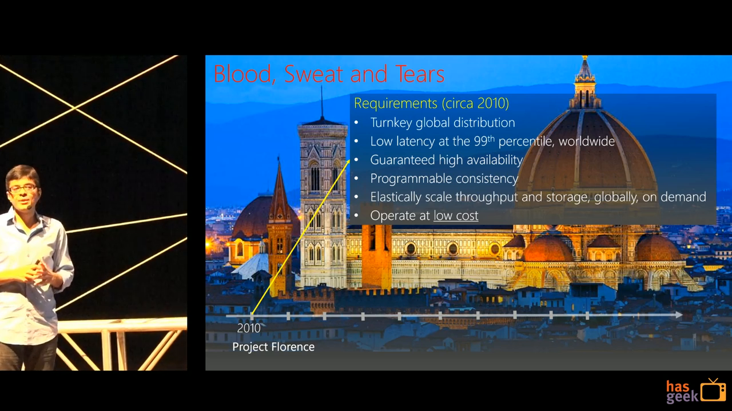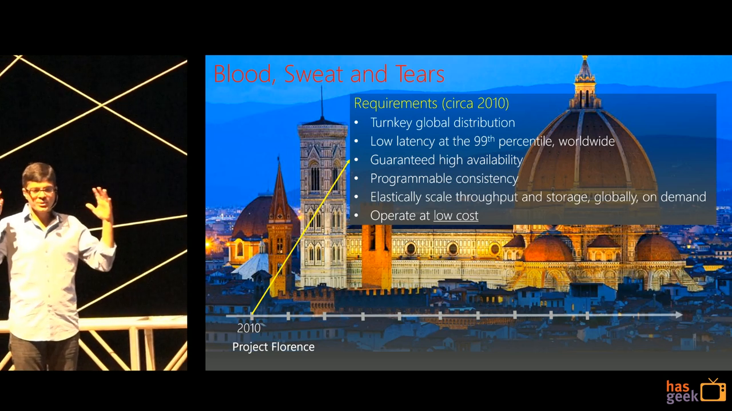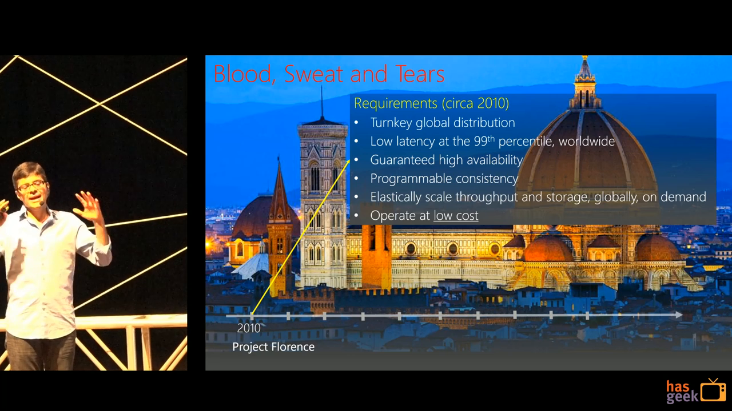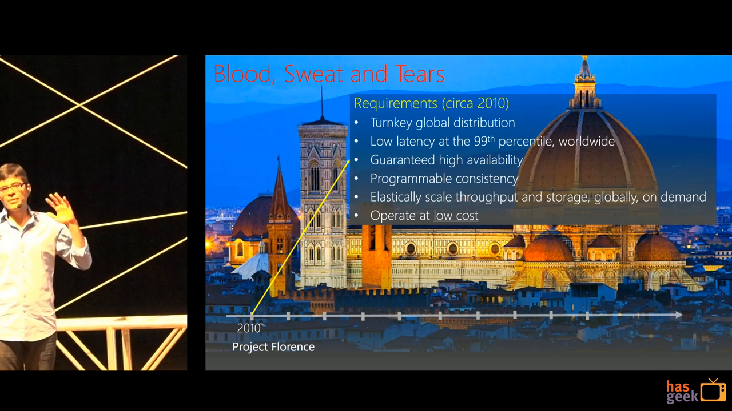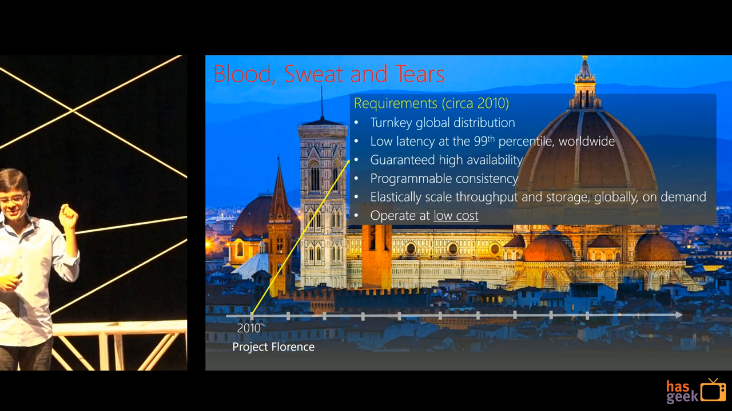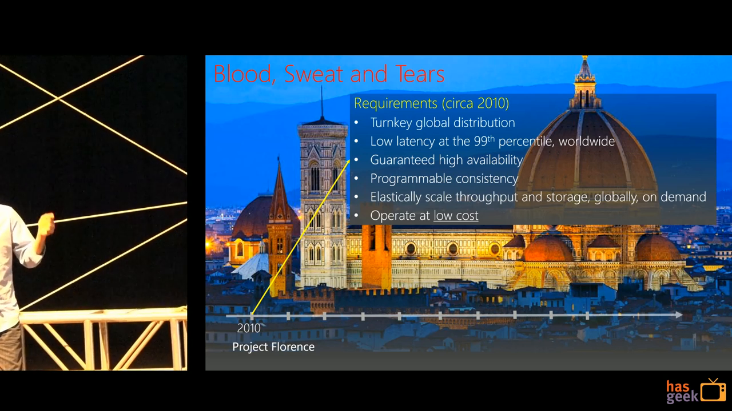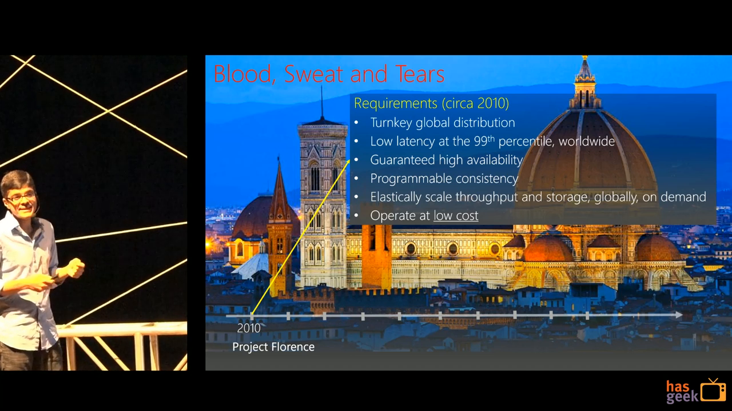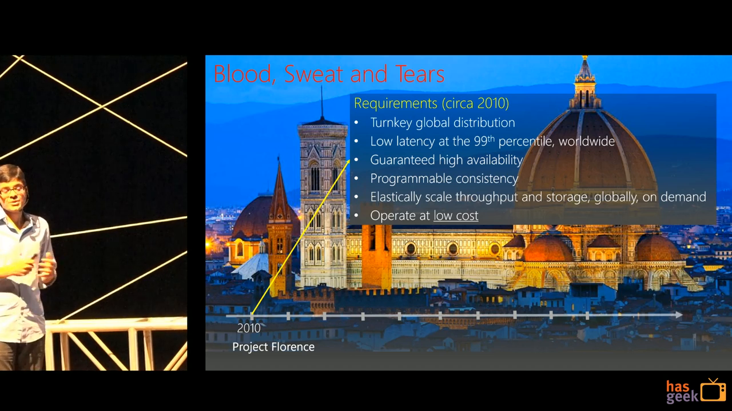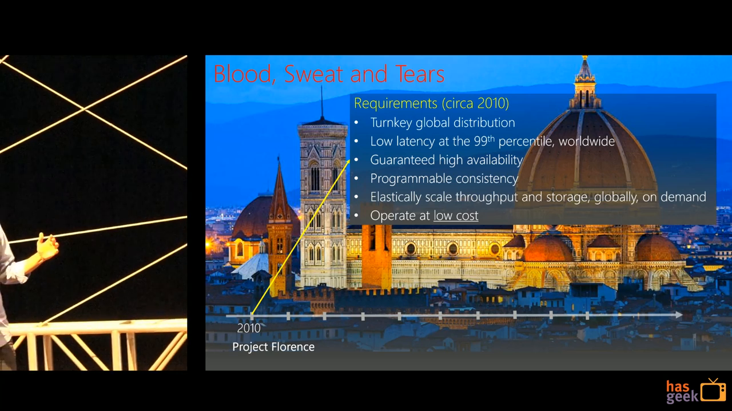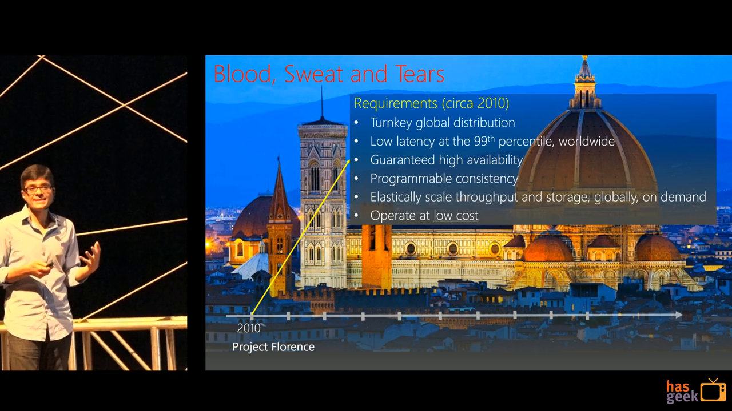What it means is that they wanted the data from Office. They wanted to have the database expose a single system image of a table and make the data available wherever the users are, worldwide, in an easy to use, clicking a button or calling an API kind of way. They wanted low latency across the world, so guaranteed low latency. They wanted high availability. They wanted programmable consistency.